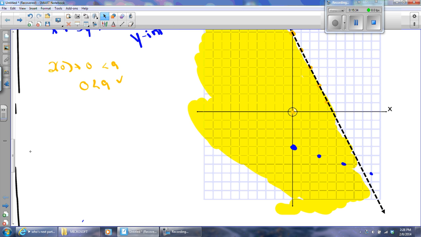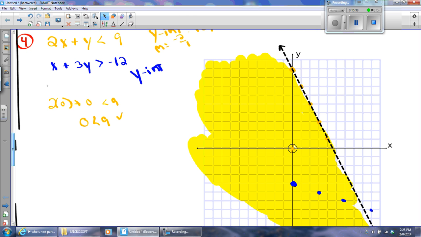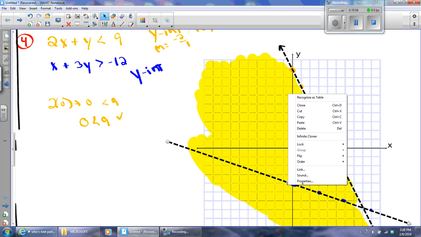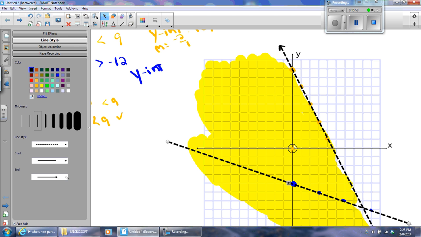Okay, so now I got to draw this other line in, and it'll be a broken line as well. And the broken line will go like this. And okay, so we go like that. Let me get an arrowhead on there. Okay.